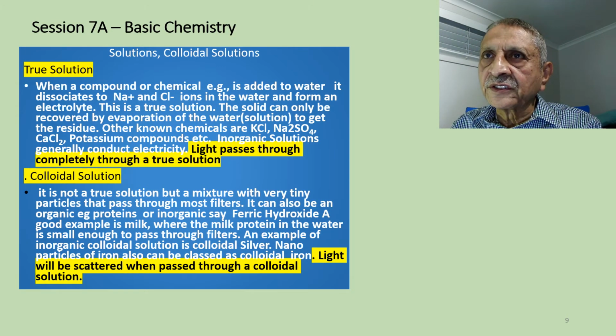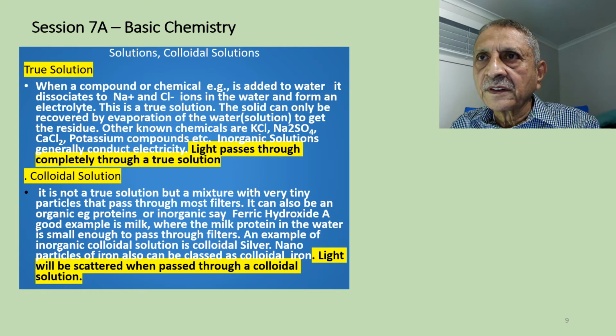We will now introduce you to the principle of solutions and colloidal solutions. So there are two types of solutions. One is a true solution and the other one is a colloidal solution. A true solution is, for example, a solution of sodium chloride in water, in which case the sodium dissociates to sodium positive and chloride negative ions in the water, and it is electrolytic. This is a true solution.